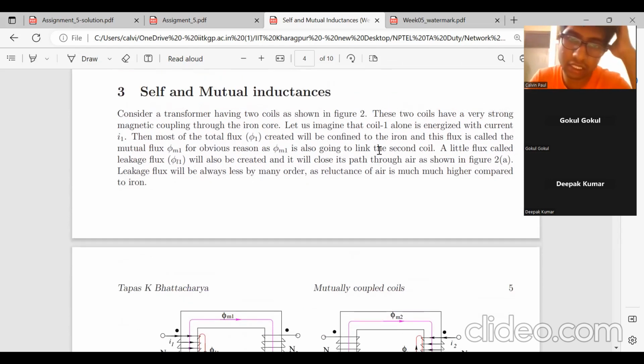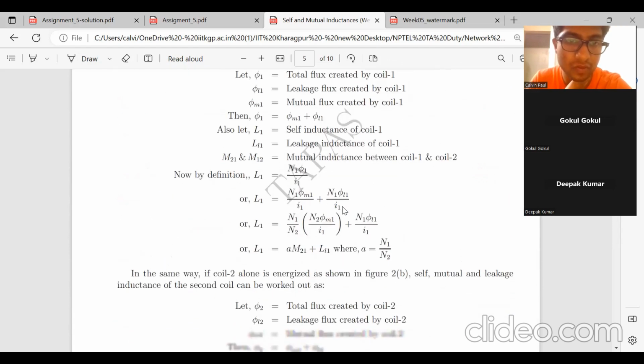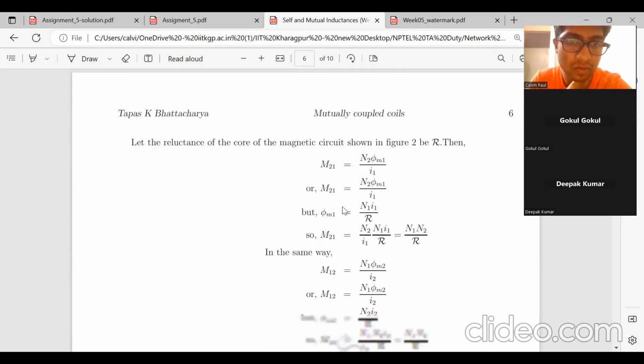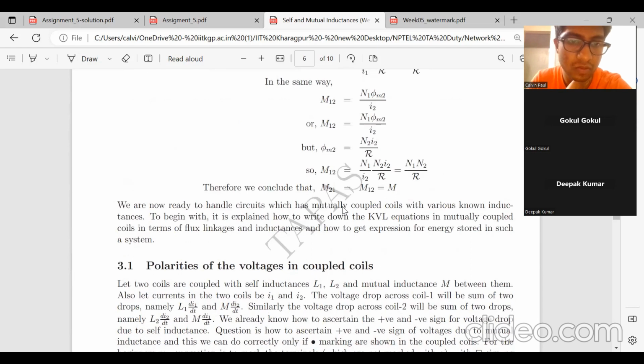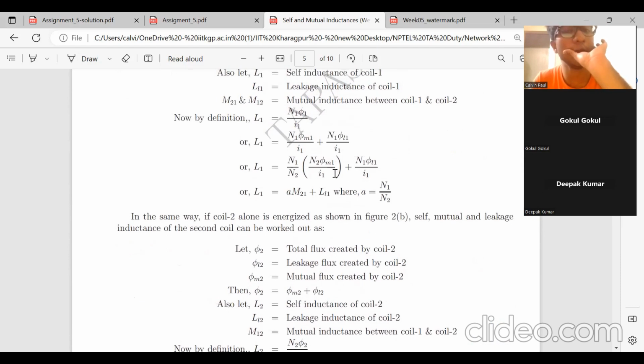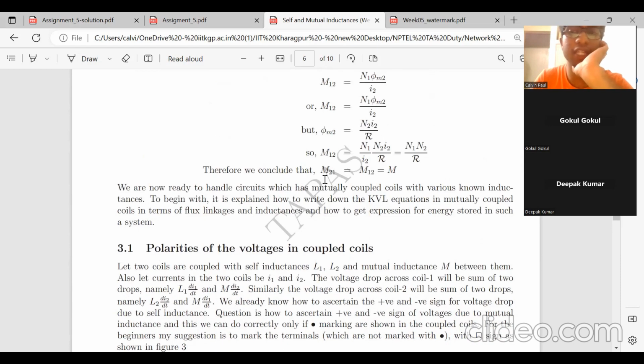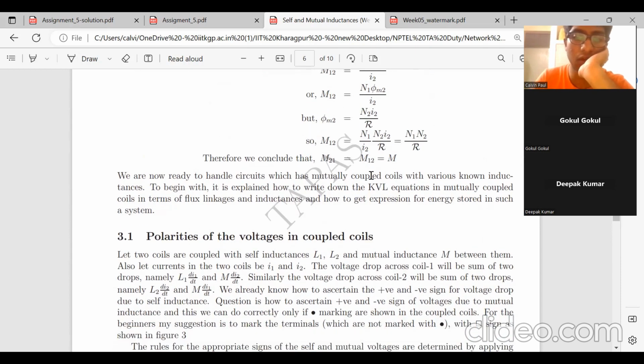So let us consider a transformer having two coils. So basically, this is just a proof of how it states that the mutual inductance from coil 1 to coil 2 as well as the mutual inductance from coil 2 to coil 1 is the same. Let me just draw it to verify the point.